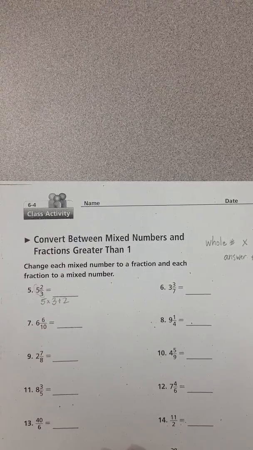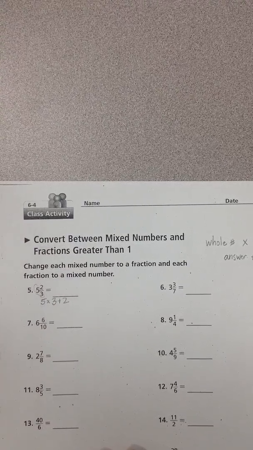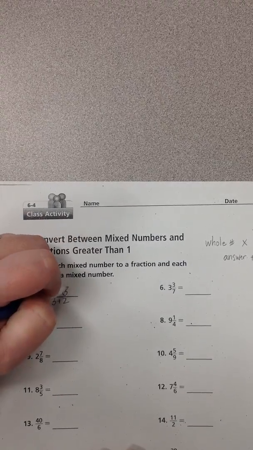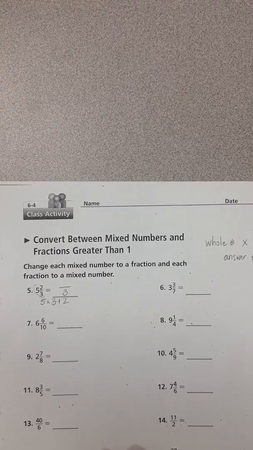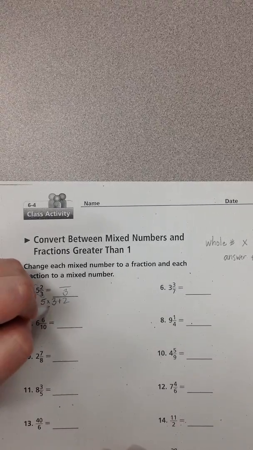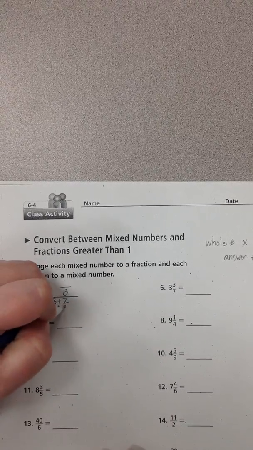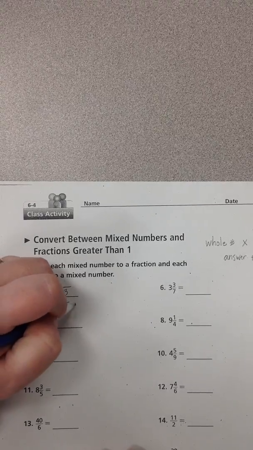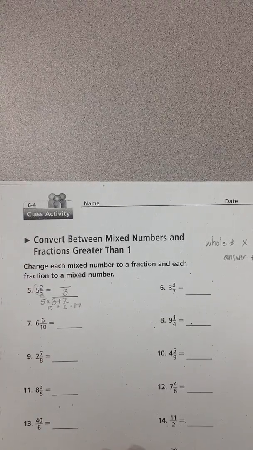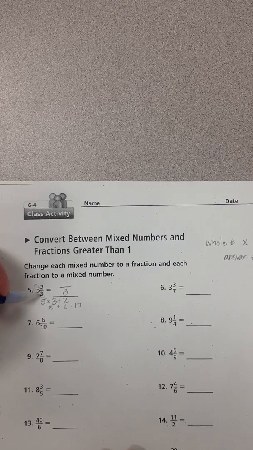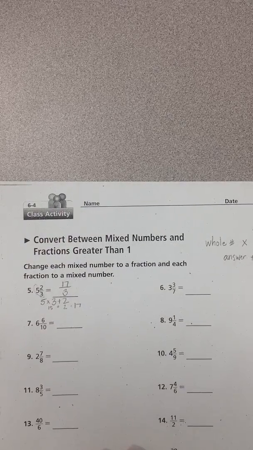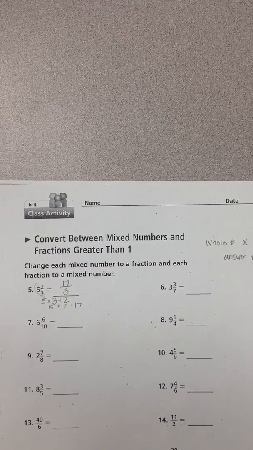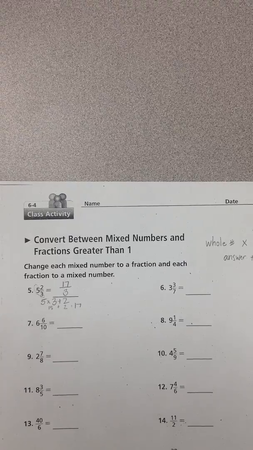And all of this is going to go over my original denominator. So I'm going to put my 3 there already, because I know that my denominator will stay the same. 5 times 3 I know is 15, plus 2 gives me 17. So I know that 5 2/3 is really 17/3. So we're writing it as an improper fraction. I don't want any whole numbers in there.